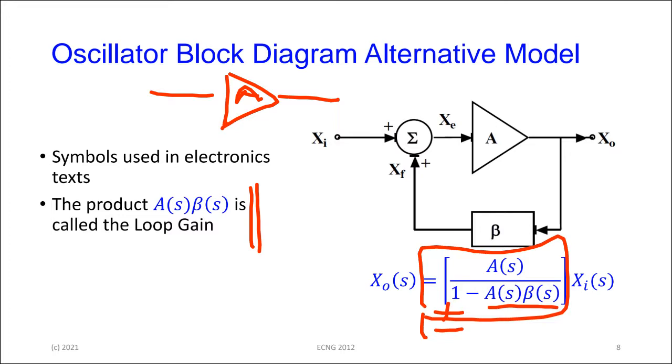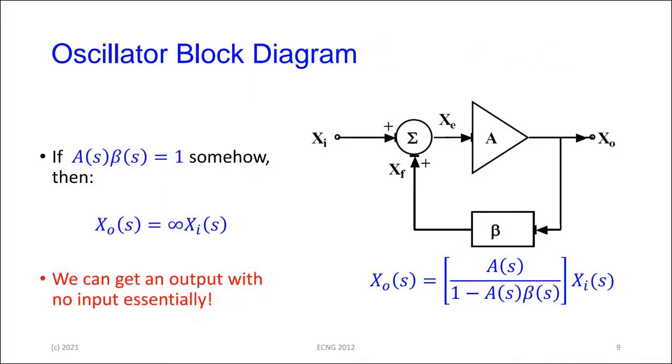Now, how all of this helps us is that if we make the loop gain 1, think about it. If the loop gain is 1, look at the transfer function here. If A(s)β(s) is 1, then the denominator now goes to zero. So A(s) over zero means that the output is incredibly large at that point in time.